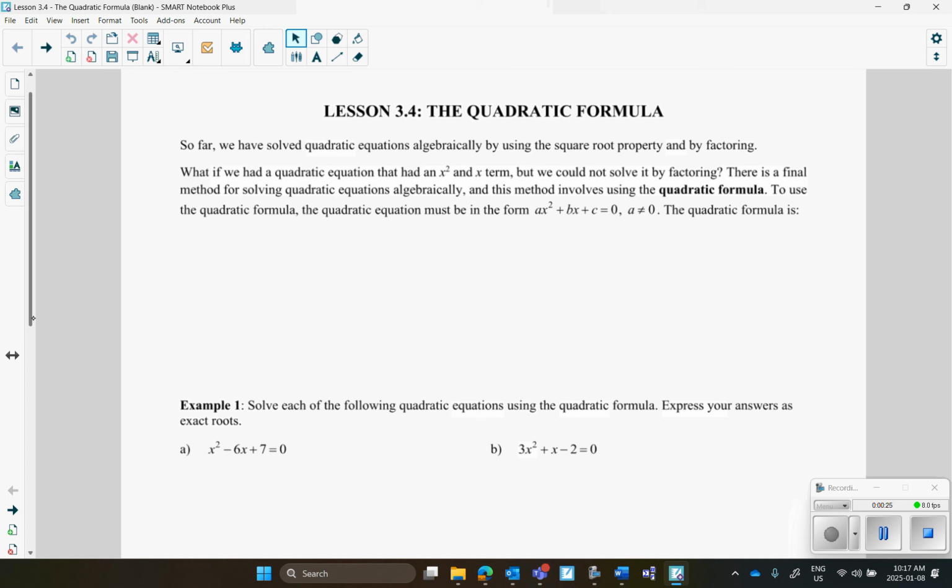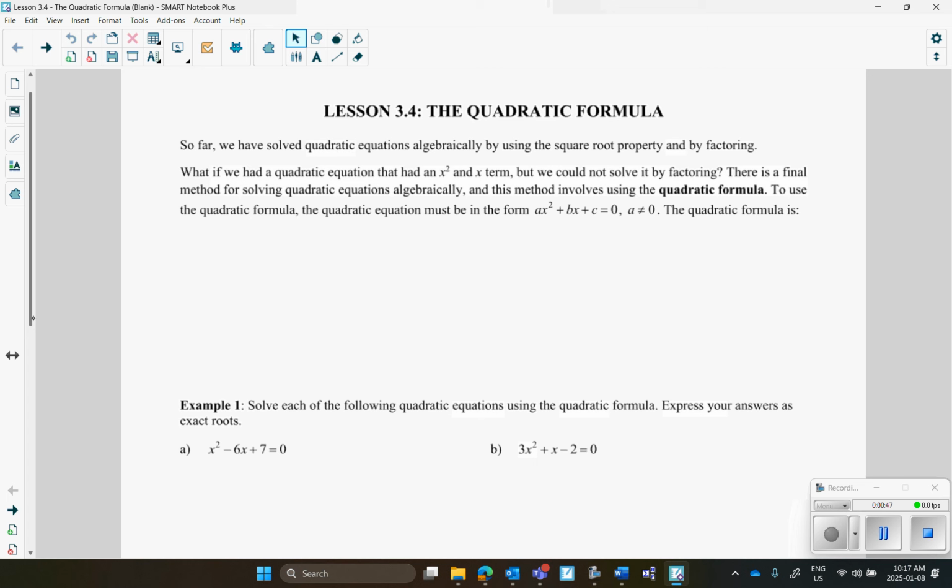And we talked about two different ways to solve these quadratic equations. One is to take the positive and negative square root, and the other is to factor. What happens if you can't do either? Well, there's one more thing that works all the time. And that's something called the quadratic formula.